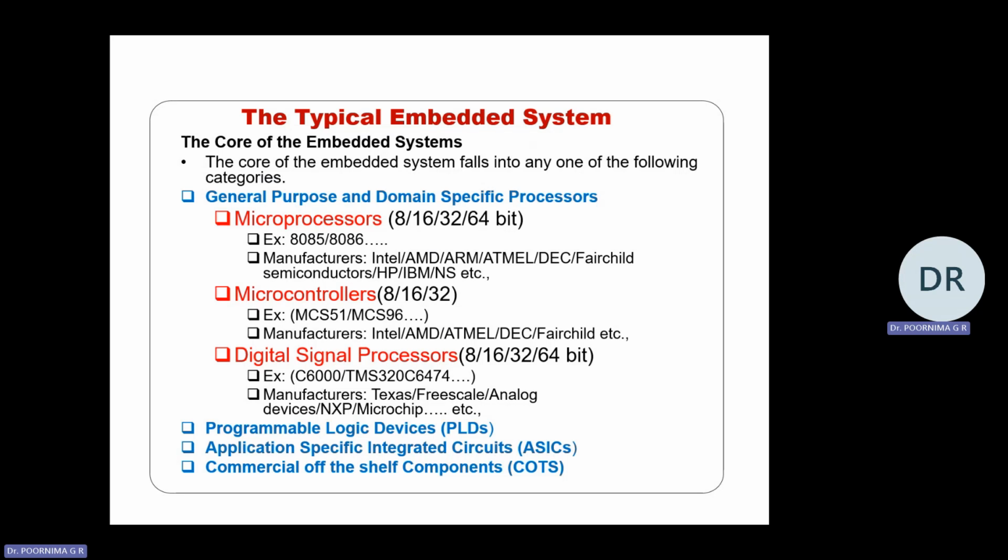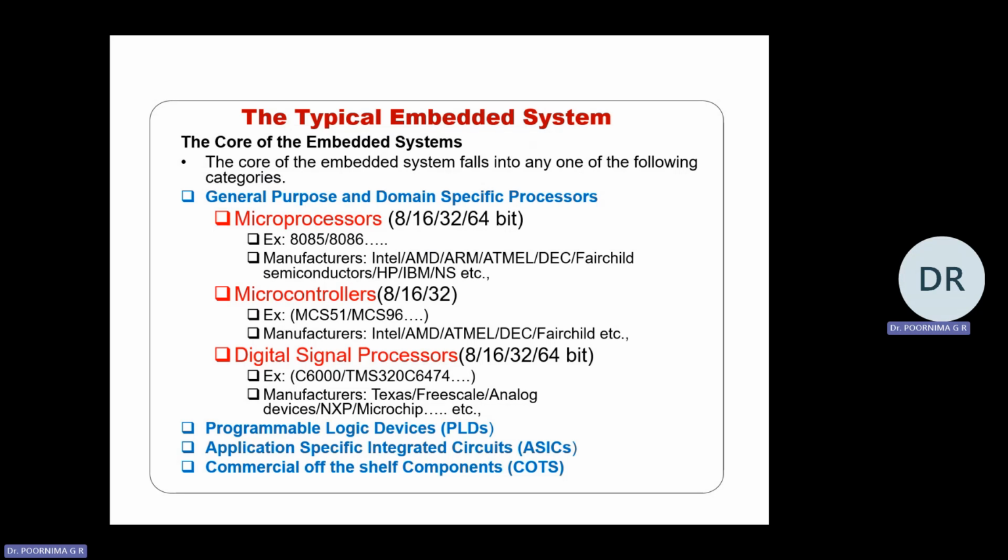Typically, among the general purpose and domain specific processors, the microprocessor is available in the form of 8-bit, 16-bit, 32-bit, and 64-bit; examples are 8085 and 8086. The manufacturers are plenty, but to have a gist of who makes these ICs, the designers are Intel, AMD, ARM, Atmel, DEC, Fairchild Semiconductors, Hewlett Packard, IBM, National Semiconductors, etc.